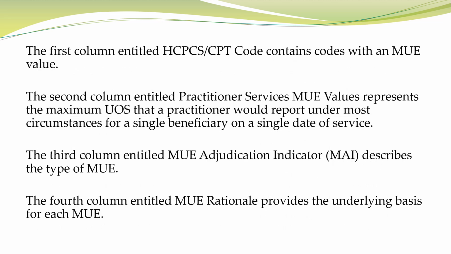So just to recap, the first column indicates a code. The second column indicates the maximum units of service that a practitioner would report under most circumstances for a single beneficiary on a single date of service. The third column was that adjudication indicator. Again, a 3 means you can appeal, a 2 means you cannot appeal. And the fourth column is the MUE rationale that provides the underlying basis for each one of those edits.